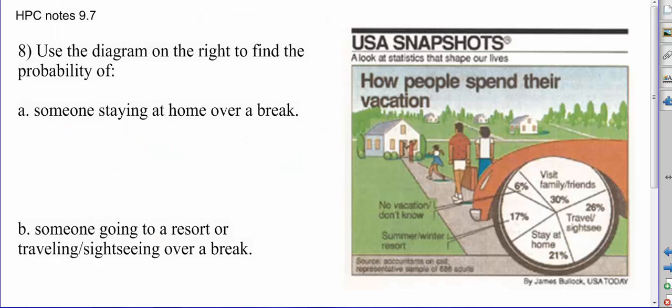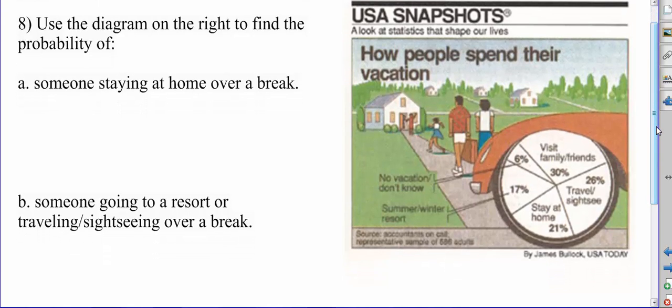All right, we're going to work through this next one pretty quickly. It's a pretty straightforward problem. It's just a different way to present data. Use the diagram at the right to find the probability of staying at home over the break. So the stay at home group represents exactly 21% of the data.